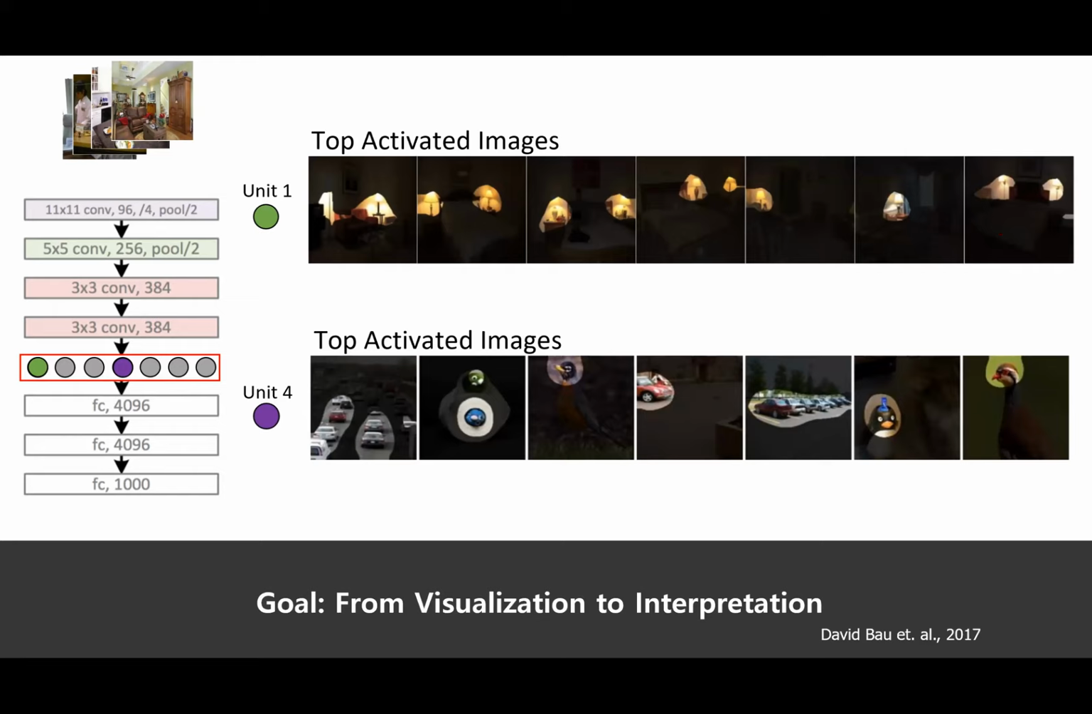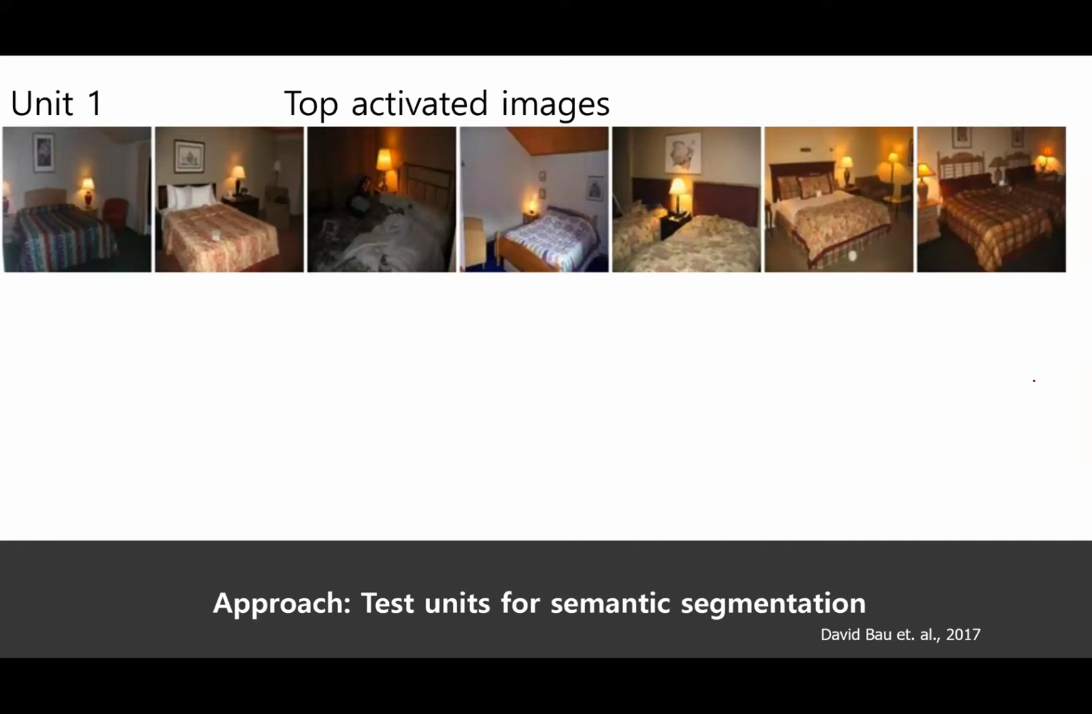So the interpretation for unit one is a lamp, and the interpretation of unit four is car, for example. So for the score here, the lamp case is higher and the car case is lower, because there are some cases which are not car, and bird is detected, right? So what we can do is test this with semantic segmentation.